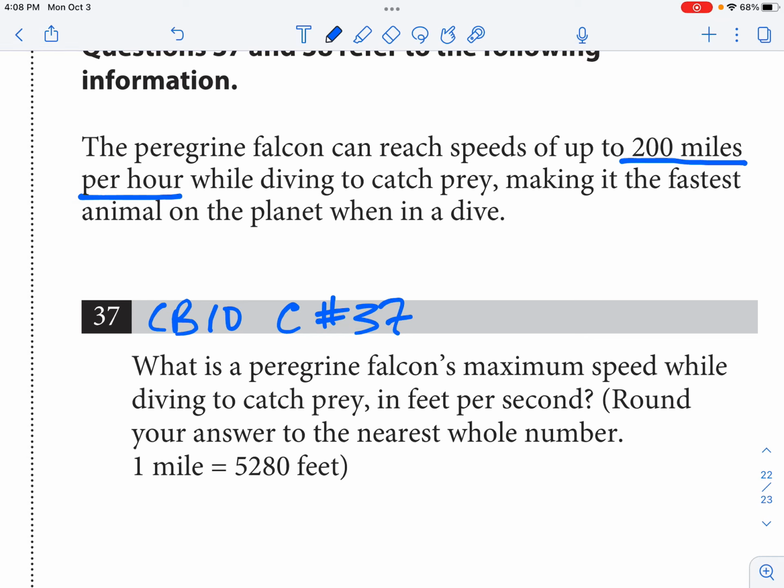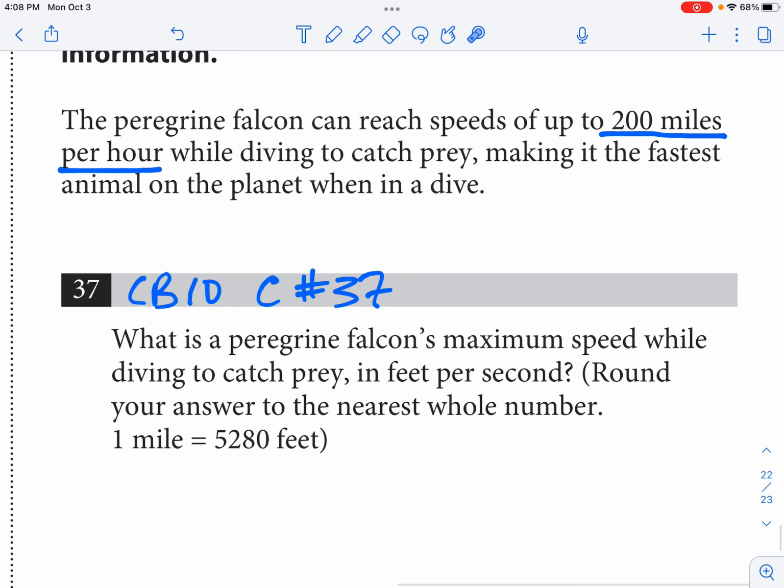This is calculator question number 37 on College Board 10. We've got a falcon's maximum speed, which is given up here in the problem, 200 miles per hour. And this is a classic unit conversion question. I need to translate 200 miles per hour into feet per second.